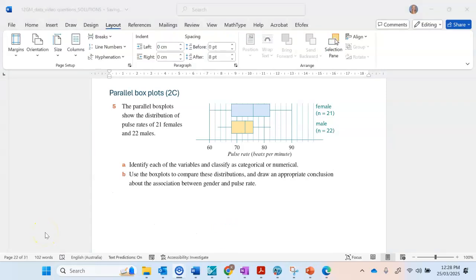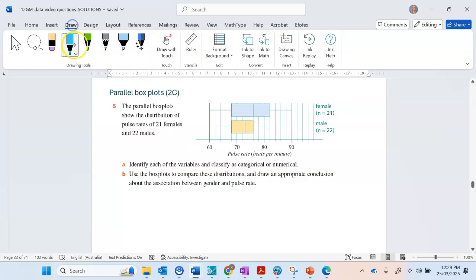All right, so the parallel box plots show the distribution of pulse rates of 21 females and 22 males. We've got the blue box plot representing females and the yellow one representing males. When you've got parallel box plots, you do put them on the same axes so you can easily compare them. You don't do separate ones, because when they're on the same one, we can easily see where our median is.